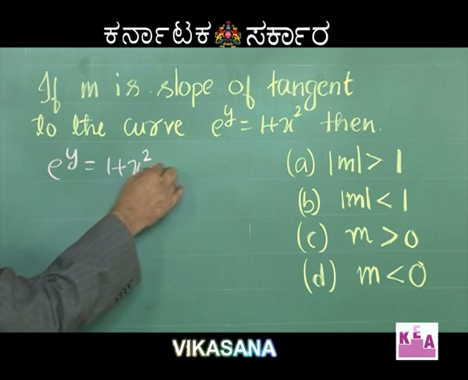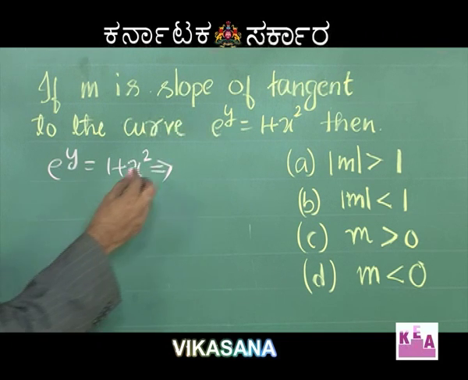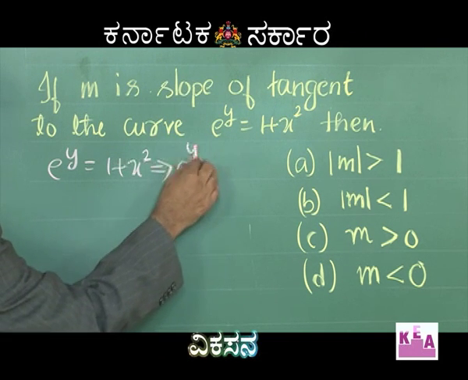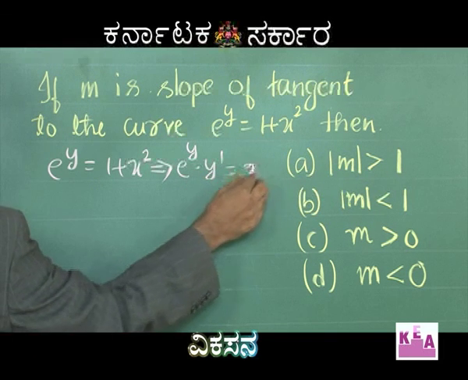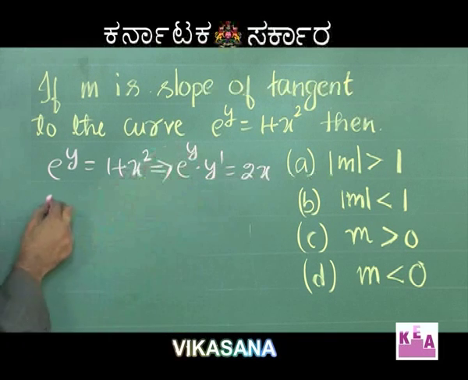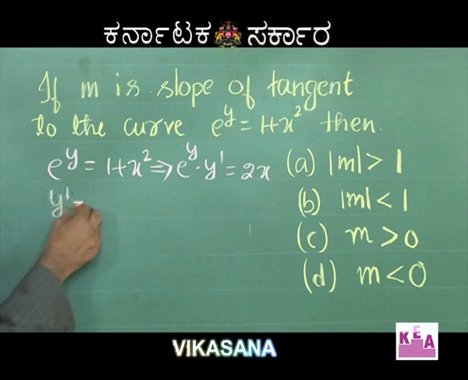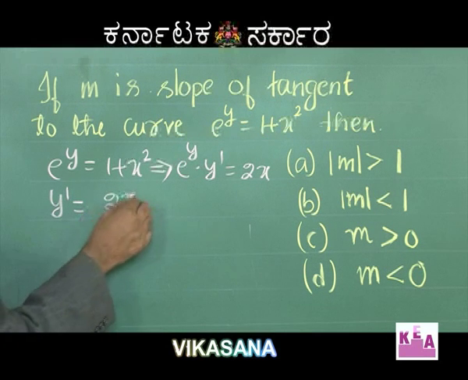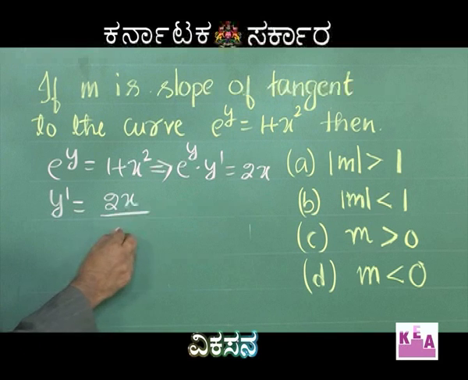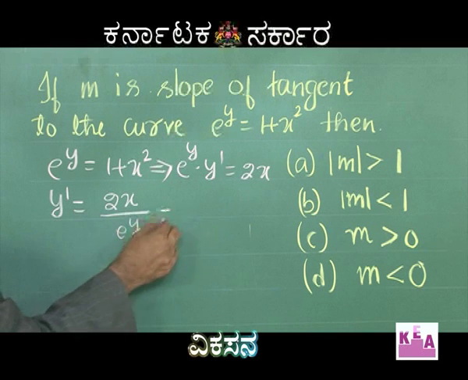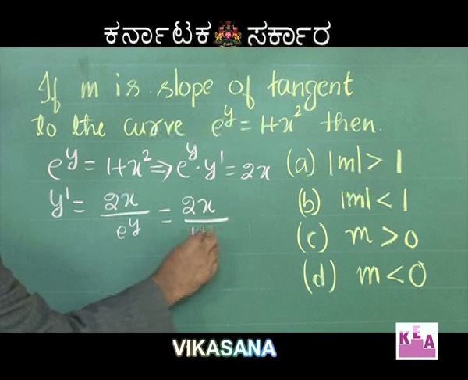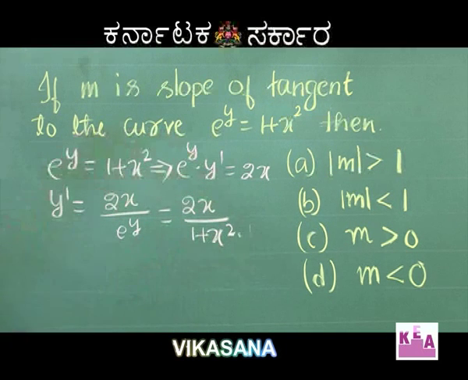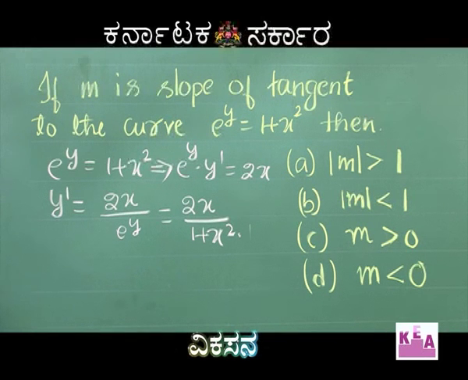This implies what, dear students? Differentiate with respect to x. e power y into y dash is equal to 2x. Do you agree with me? So, what is y dash? y dash is equal to 2x divided by e power y. Do you agree with me? That is 2x divided by 1 plus x square. Where did you get this 1 plus x square? e power y is equal to 1 plus x square.